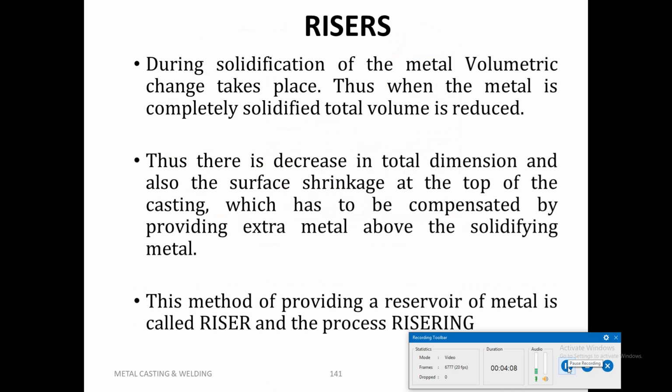Now the next topic is riser. Generally during solidification, as the molten metal starts cooling, it tends to shrink in its volume. Now at this stage, it so happens that it does not have the source of molten metal feed. So in such a case, it would tend to cause voids or defects in the casting. So this method of providing a reservoir of metal is called a riser, and the process is called risering.